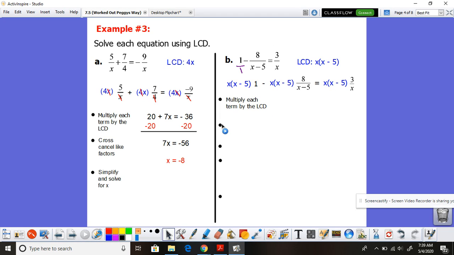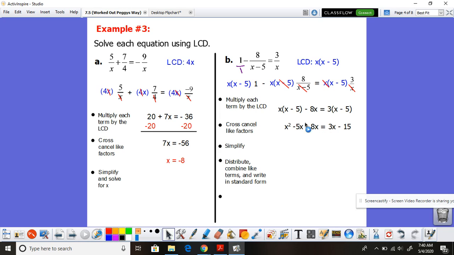And then when we do that, we can cancel like factors. So once again, when you get to this point, everything in the denominator of the fractions should be canceled. If they're not, you didn't do something right, whether that be cross things out or fill in the LCD, but your denominator should be all gone by this point. Here, we're going to simplify. We're left with x times x minus 5. Here, we're just left with an x and an 8, so minus 8x, and then a 3 times x minus 5. Okay, we are going to distribute now and simplify a little bit more.